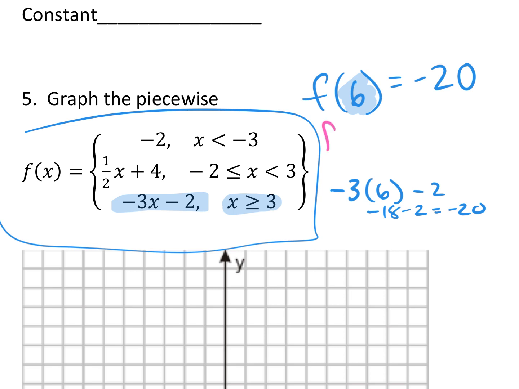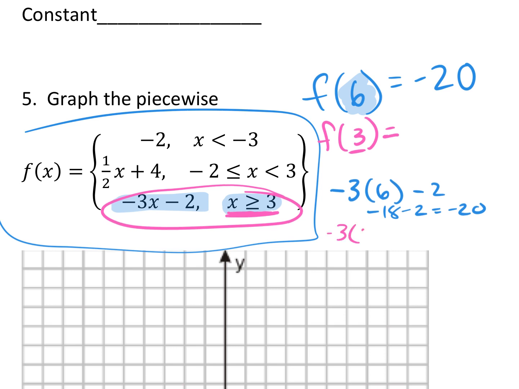What if it asks me for f of 3? Which piece would I have to look at here? Why the third one? Awesome, because this one says x values that are greater than or equal to 3. Even this one has a 3 in it, but that's just x values that are less than 3. So if we're looking at something that is 3, we have to look at the one that has the equal to sign. So I would plug it in.